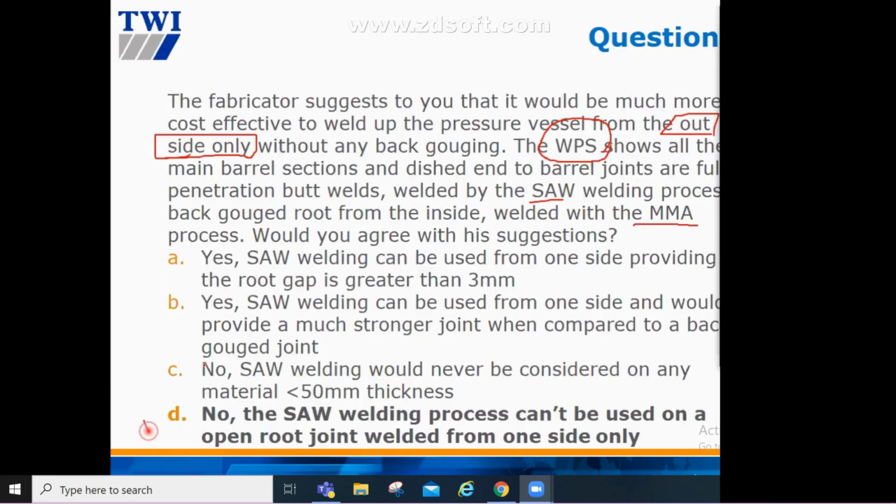The reason why, because SAW cannot be welded with open root. Yeah? So burn through may occur. And also it's already in procedure, it said it must be done in two process. Yeah? So from A, B, C here, the best goes to D because it said no, the SAW welding process can be used on open root joint welded from one side only because of the problem with burn through. Yeah. All right, the problem with burn through. Yeah. All right, number 4.